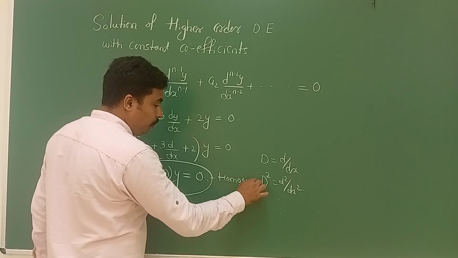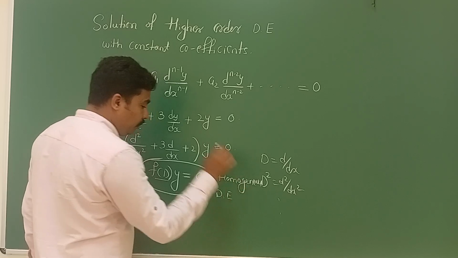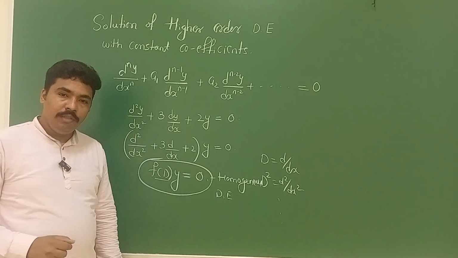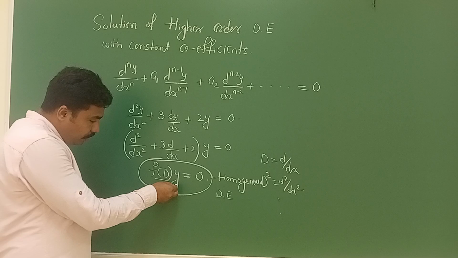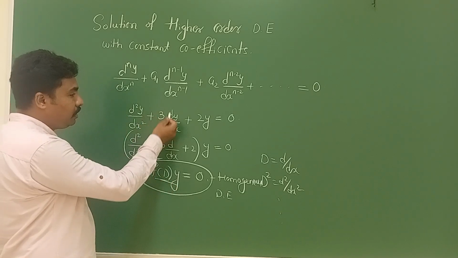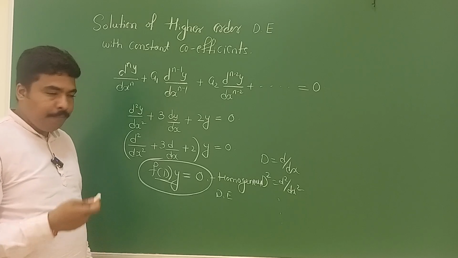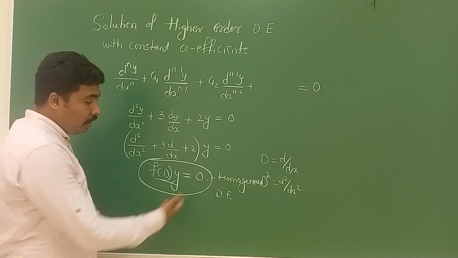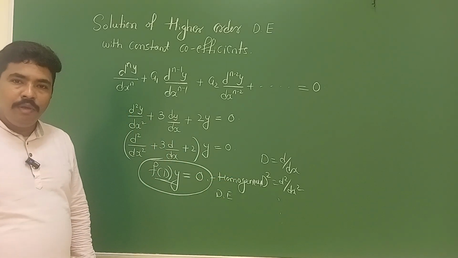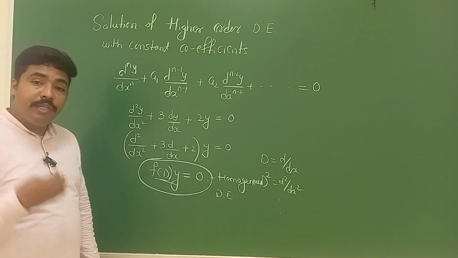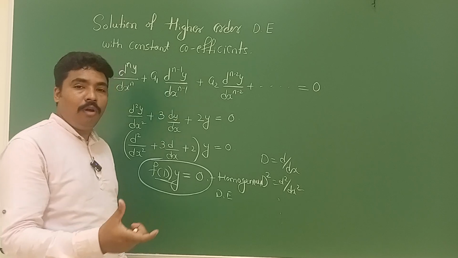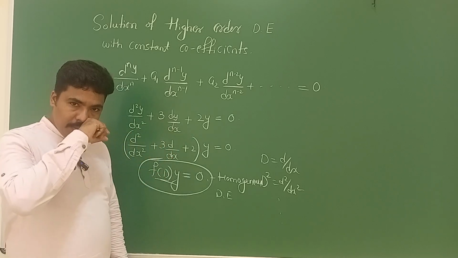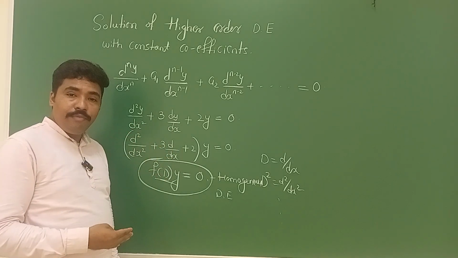Homogeneous differential equation. What is a homogeneous differential equation? In simple form, in any differential equation, if all the terms are associated with y, every term is multiplied with y or its derivatives, and no free term is present in the equation, such equations are called homogeneous differential equations. Now, if a differential equation contains a term which is free from y and its derivatives, y being the function, that will be called a non-homogeneous differential equation.